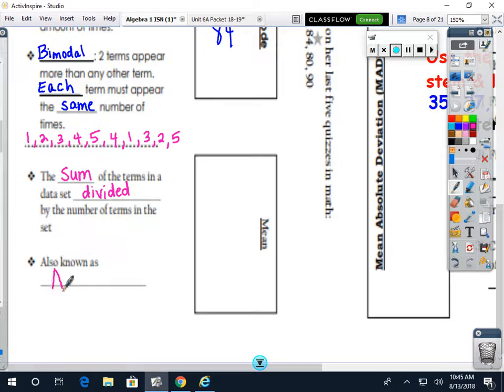This is also known as average. Average and mean are synonyms. They mean the same thing. They're what happens when you add up all the numbers and divide by how many there are. So when we take the data set that they gave us over here in the middle to find the mean, we need to first add them all up. So go ahead and do that with your calculators. First add them up.